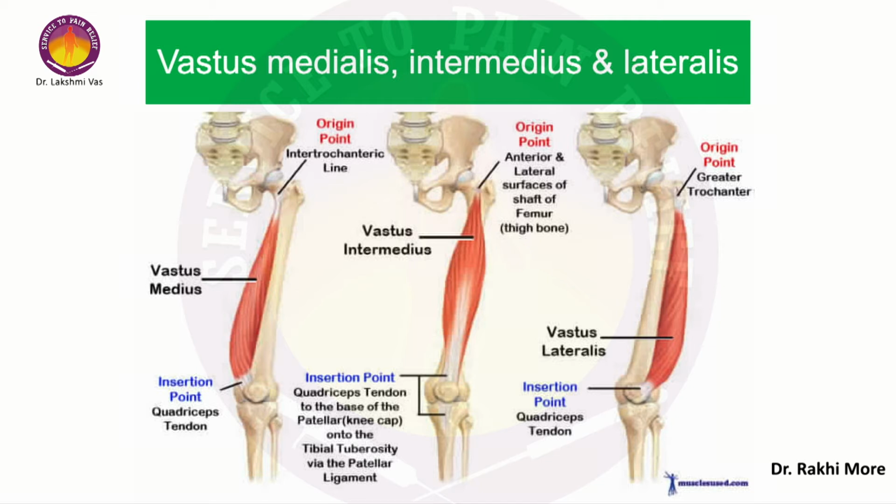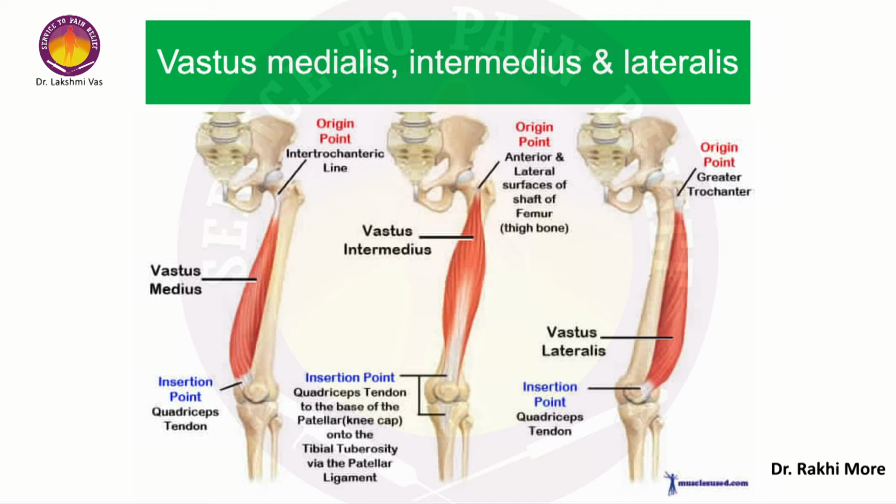Vastus medialis takes origin from the anterior intertrochanteric line on the medial aspect, and the origin extends to the posterior aspect of the femur, and it gets inserted into the quadriceps tendon on the medial aspect of the upper border of the patella and also the medial border of the patella.